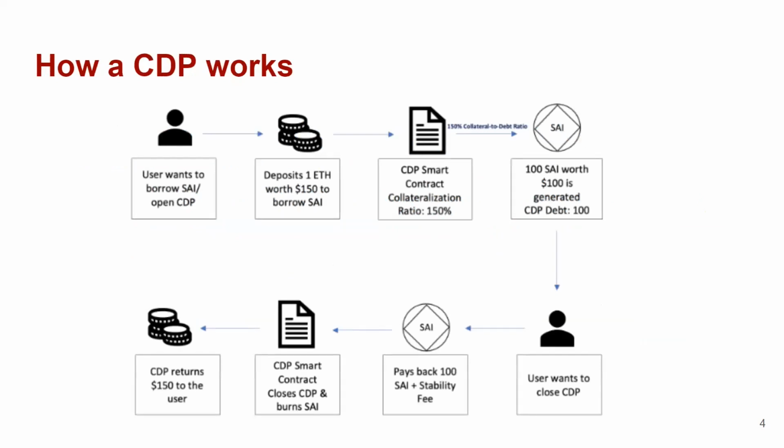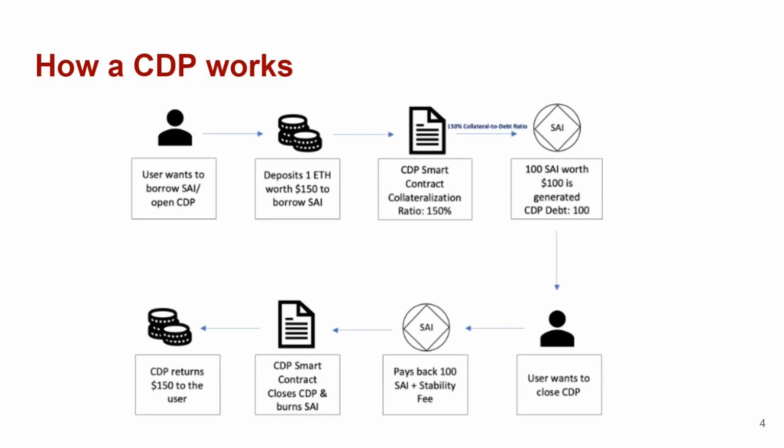Now we see how a CDP works. Say a user wants to borrow DAI. Firstly, the user needs to deposit some collateral to the CDP smart contract. Typically, a collateralization ratio of 150% is set, which means that for every $150 worth of collateral, the user can borrow $100 worth of DAI. In this case, if the user sends $150 worth of ETH to the CDP smart contract, he or she is eligible to obtain $100 worth of DAI.